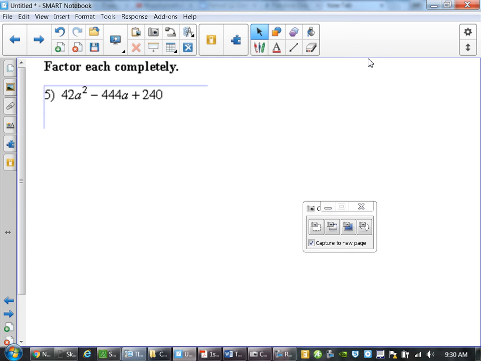The answers to get you the right answer. Sorry, I'm using the word answer too many times, but you get the idea here. So what you do here is you go through and say, hey, can I get a GCF? Well, I'm going to check and see if 444 is divided by 42? No.